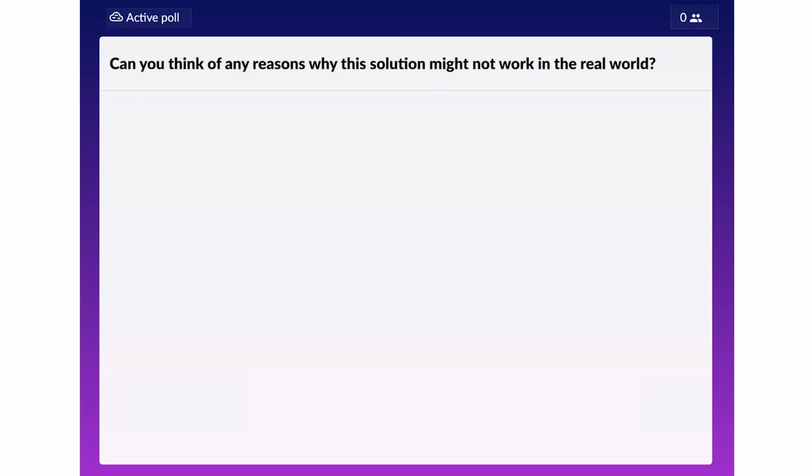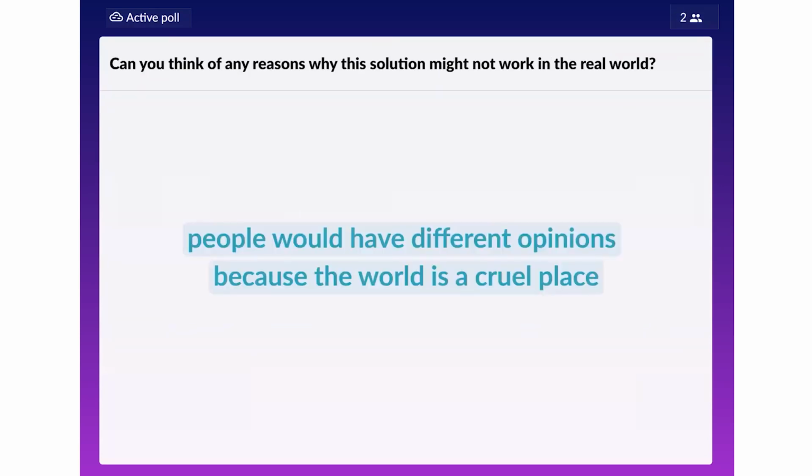All right, so now let's move on to the next question. Can you think of any reasons why this solution might not work in the real world?